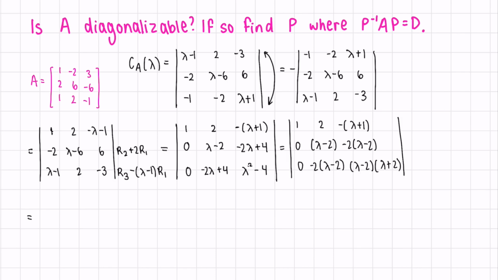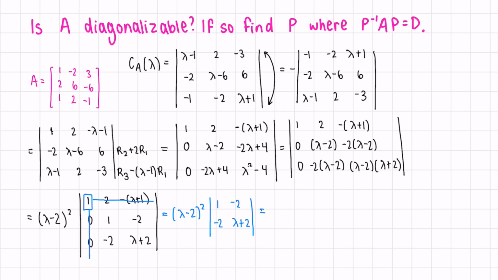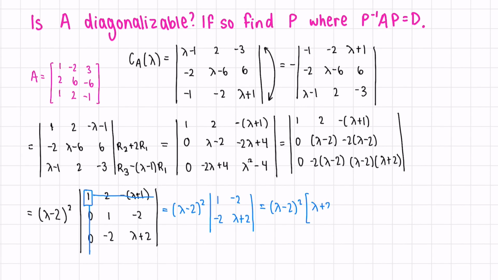To simplify the second and the third row, let's factor. We can factor out lambda minus 2 from the second and the third row, so I'll say lambda minus 2 squared. And now why don't we take the determinant? We can expand along column 1. Let's calculate the 2 by 2 determinant. We get lambda plus 2 minus 4. So of course we can rewrite this as lambda minus 2 cubed. What is the eigenvalue? In this case, there's only one. Our eigenvalue is 2, and the multiplicity is 3. As we see, it has an exponent of 3.